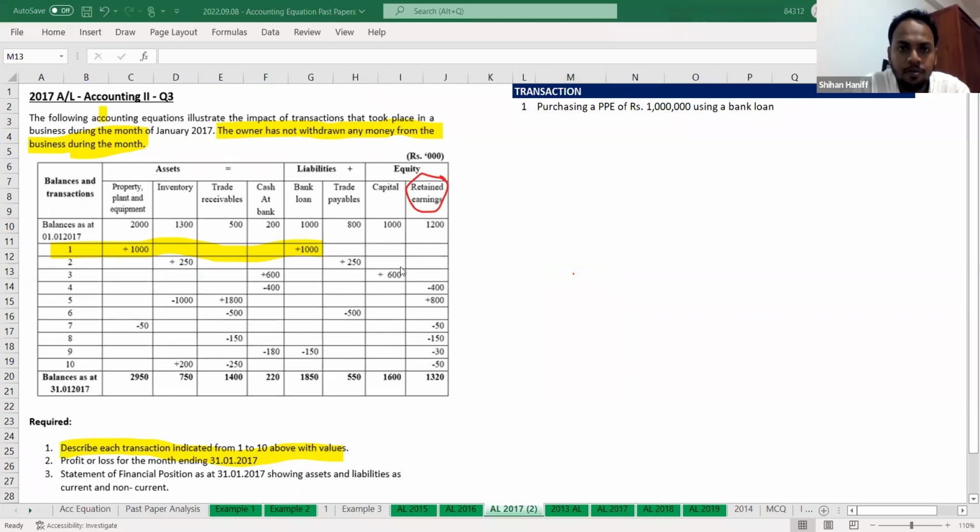Transaction number 2 is inventory increase, payable increase means credit purchases. Okay, continue.